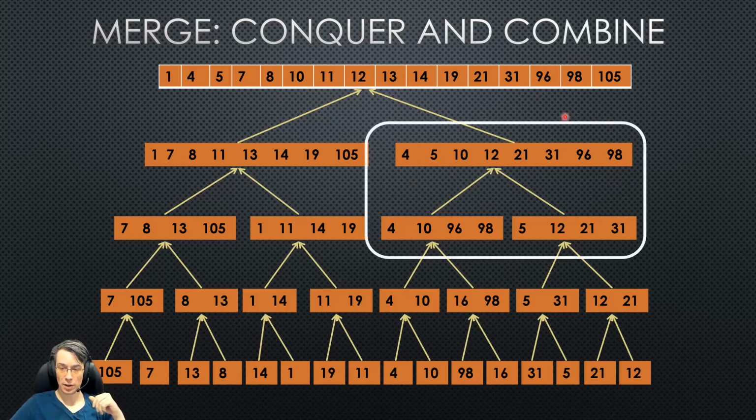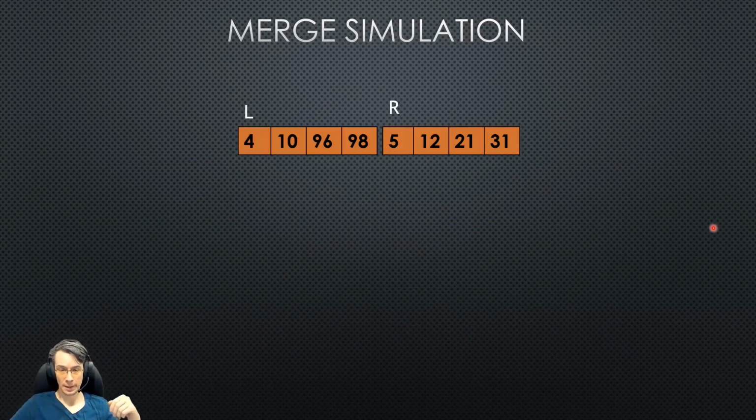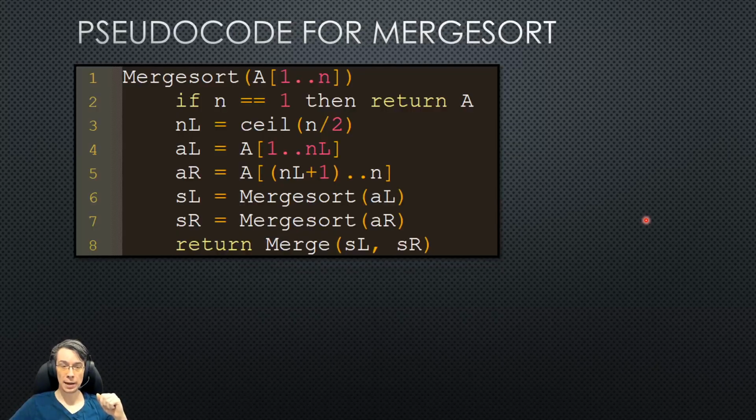So let me zoom in on one of these steps just to show you the detail of the merge algorithm really quickly. So here's a merge simulation. How do we merge these two arrays? Well, as you might expect, we start out with one pointer in each of these arrays L and R, and we just compare the two elements that these pointers point to. And we take the smaller of the elements and add it to our output array and then increment that pointer. And we repeat this process until finally all of the elements have been inserted into this output array, at which point we return that output array as the output of our call.